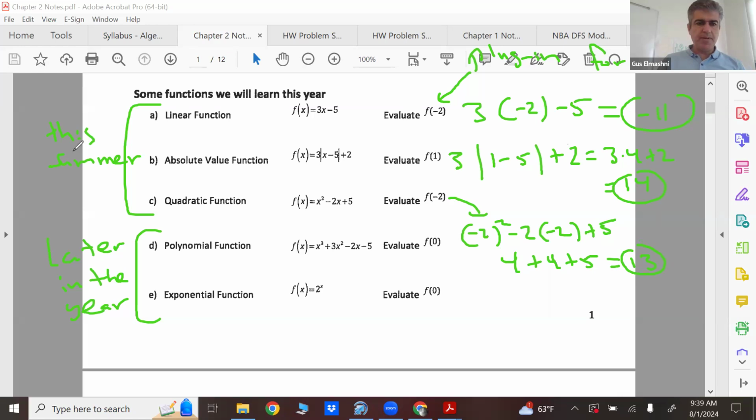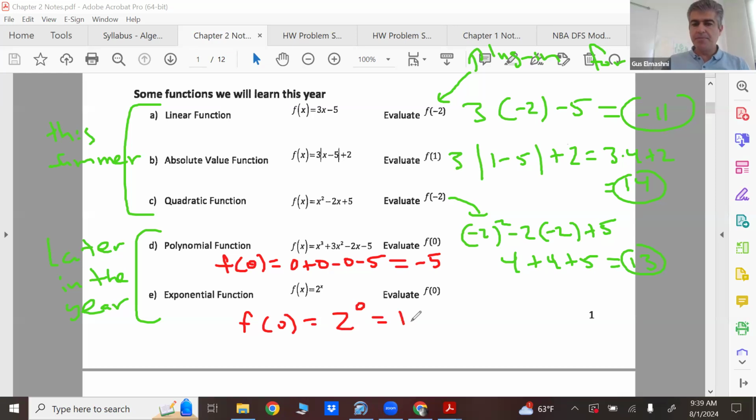Let me switch to a different color, the red. Okay, here, plug in 0. So 0 plus 0 minus 0 minus 5, -5. Here, you get 1.